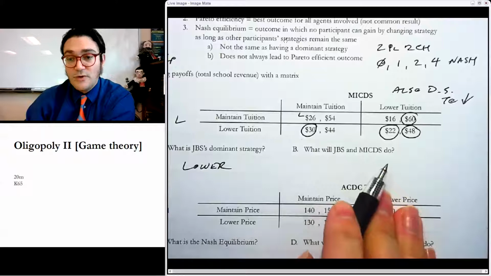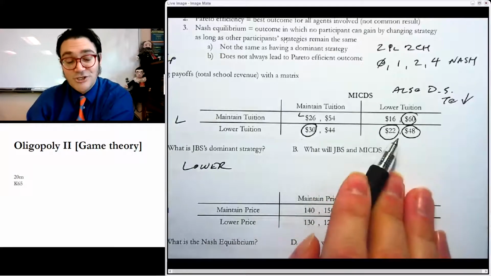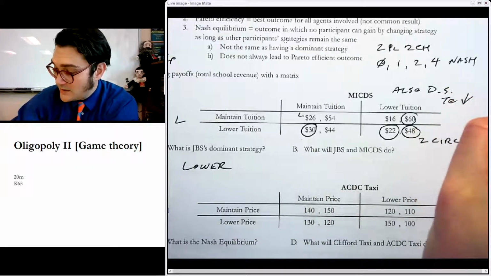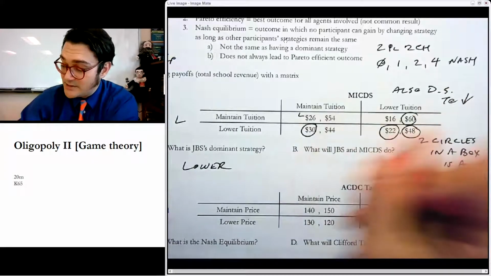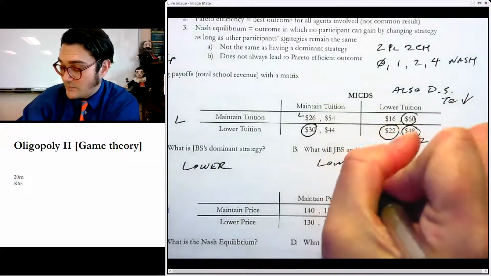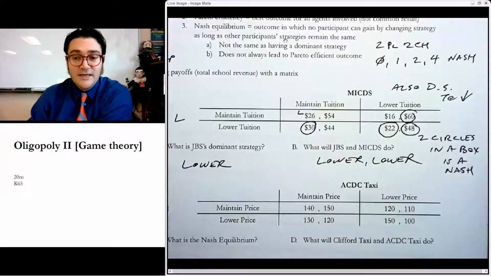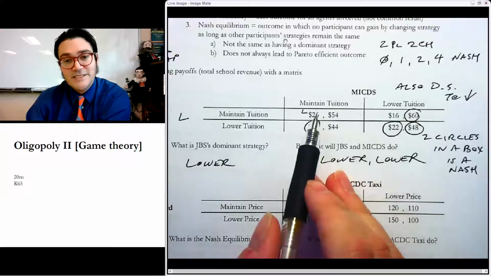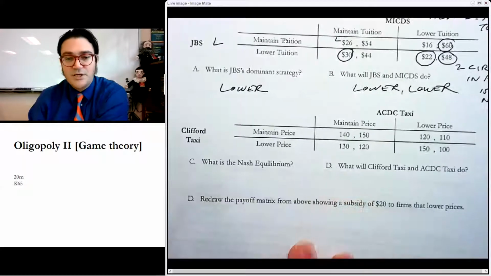And what will they do? Well, we can actually find out if they're both going to always lower, they will end up in this Nash equilibrium. We have two circles in a box. Two circles in a box is a Nash. And that means we're going to be stuck there. So we're going to both lower. And they won't have any incentive to deviate from that, even if they're better off by doing something else. And in fact, you can see if they both maintained, they'd be both better off, but they won't do that.